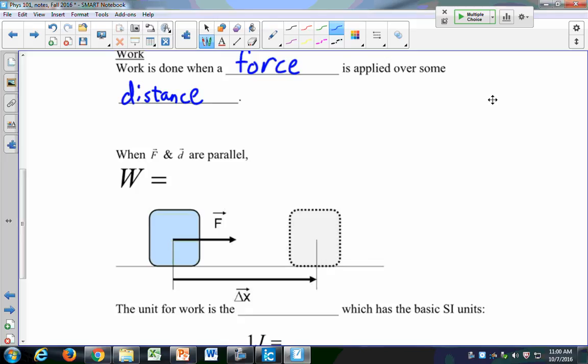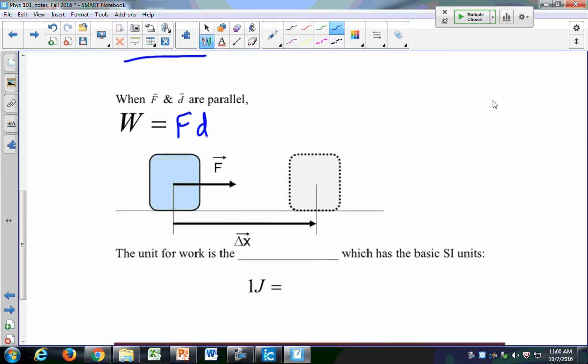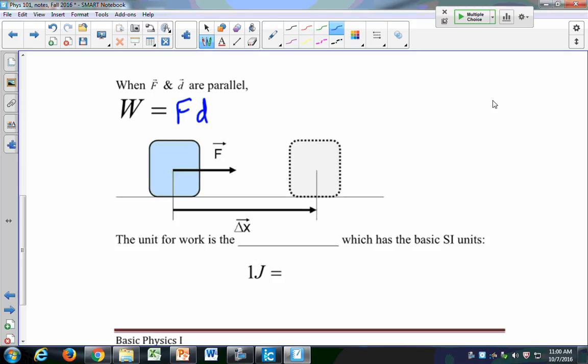So you need both force and a change in distance. When the force and the displacement are parallel, then we'll calculate our work in this way. We'll say work is just equal to the force times that displacement. The unit for work is the joule.